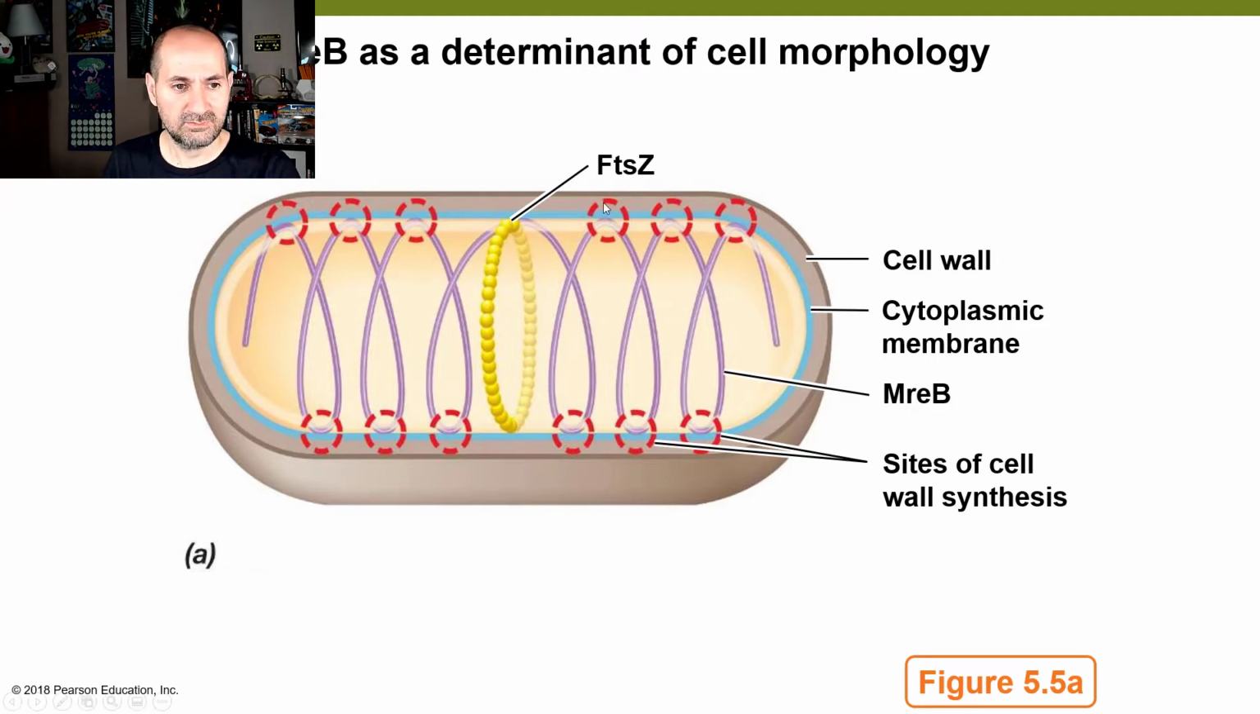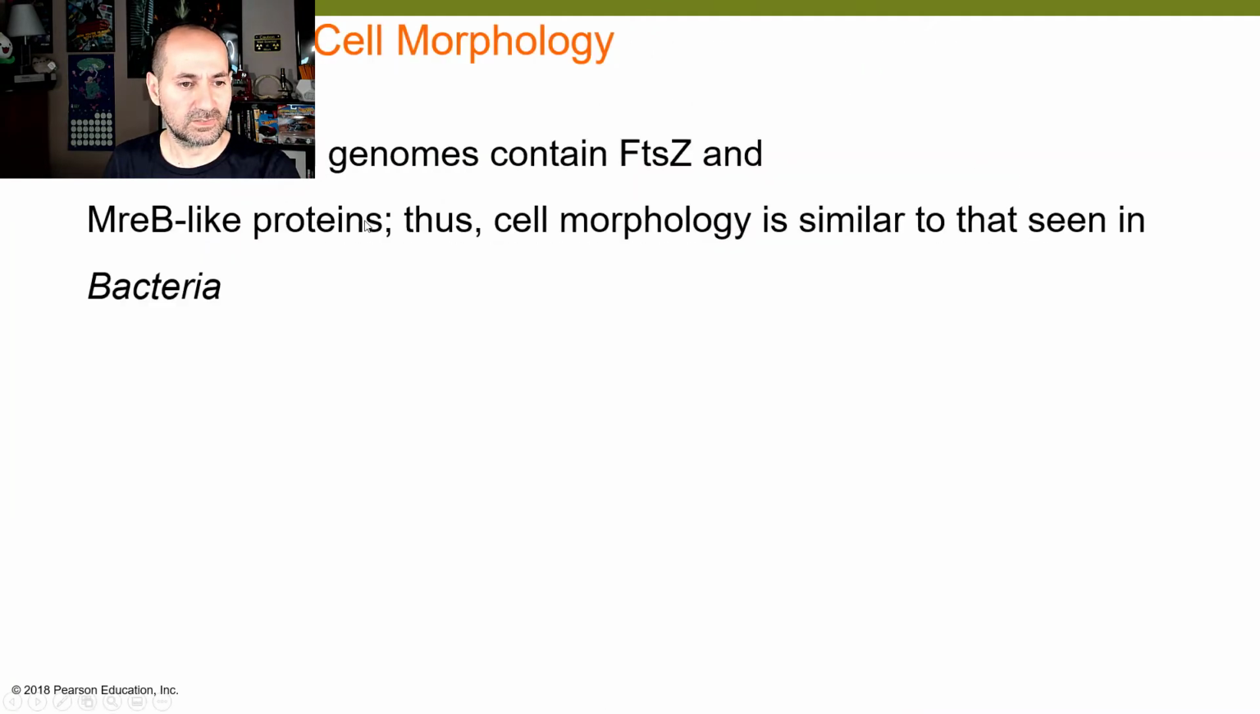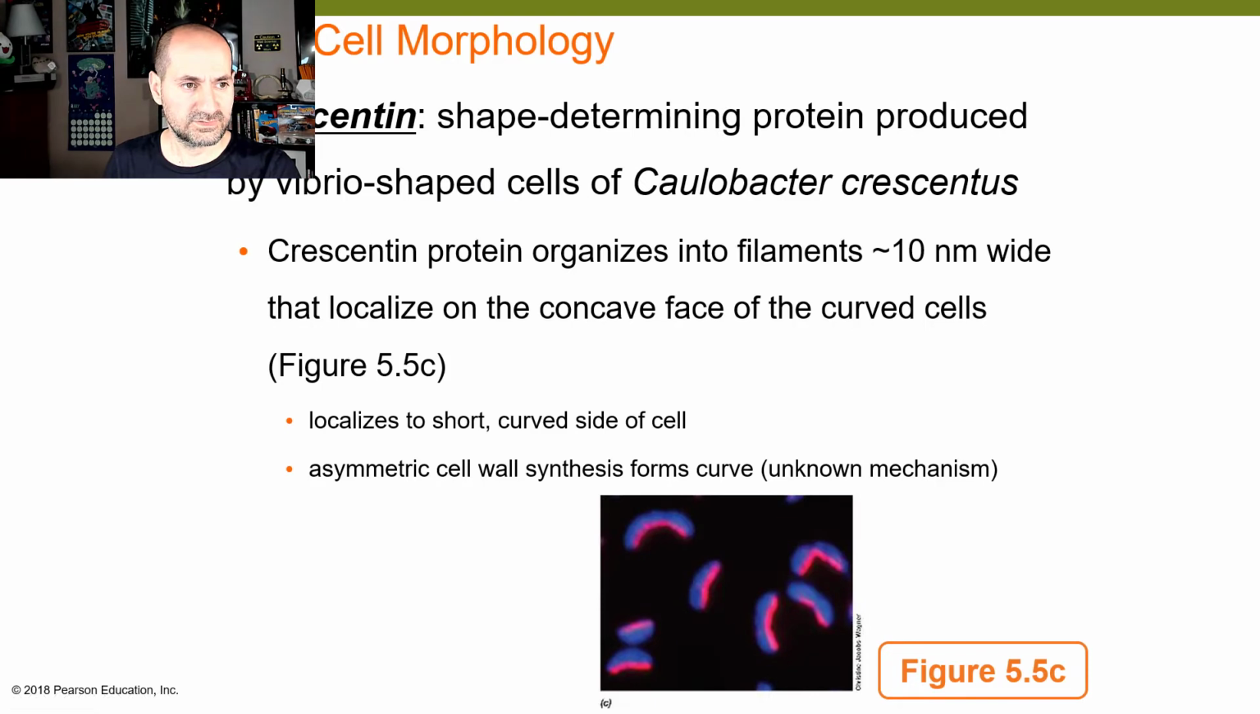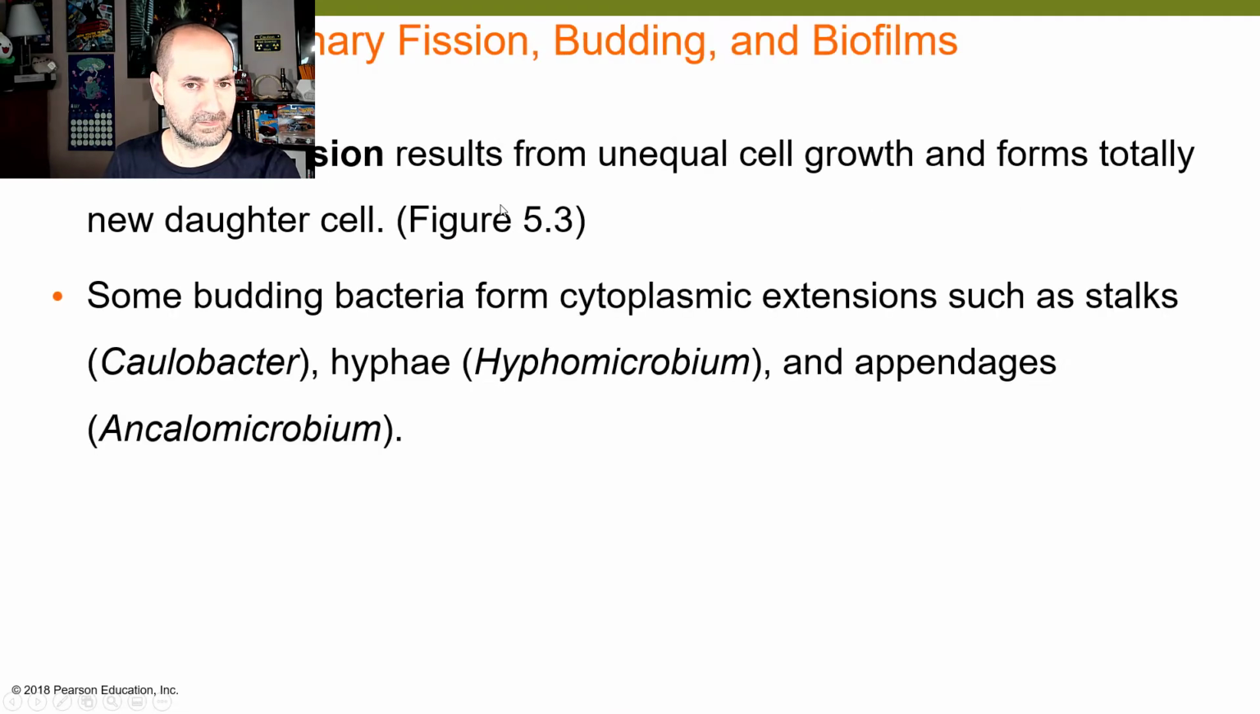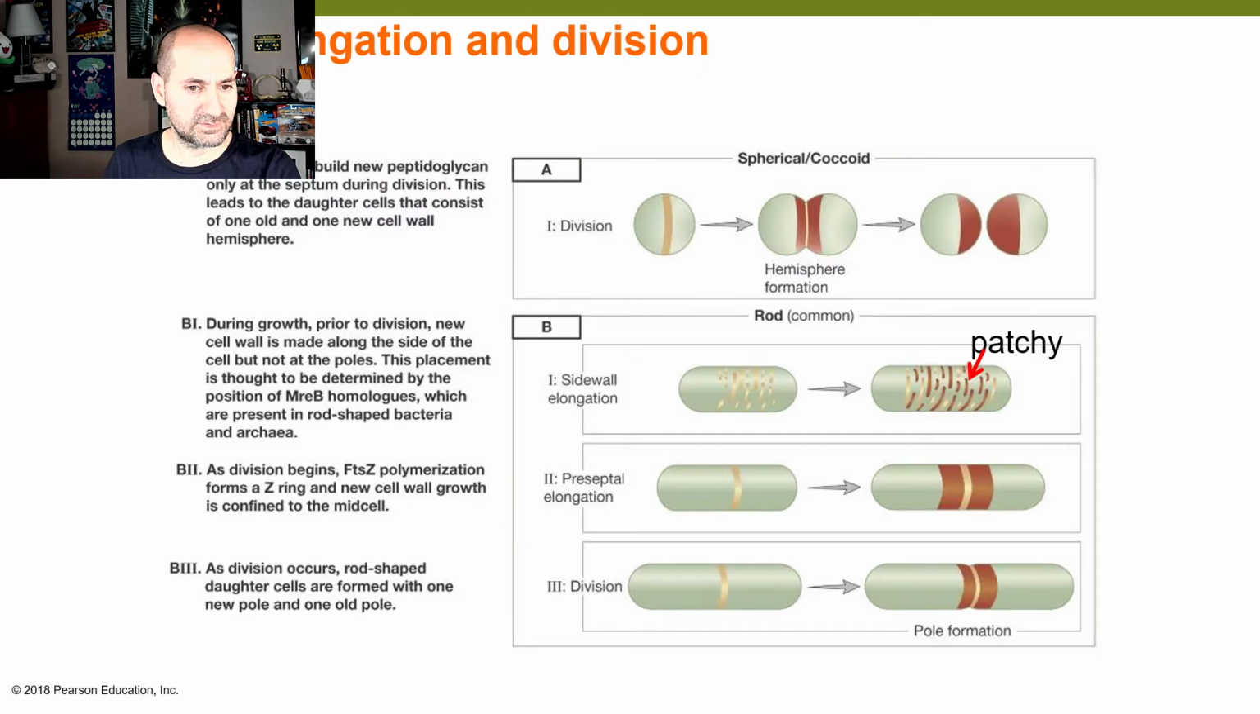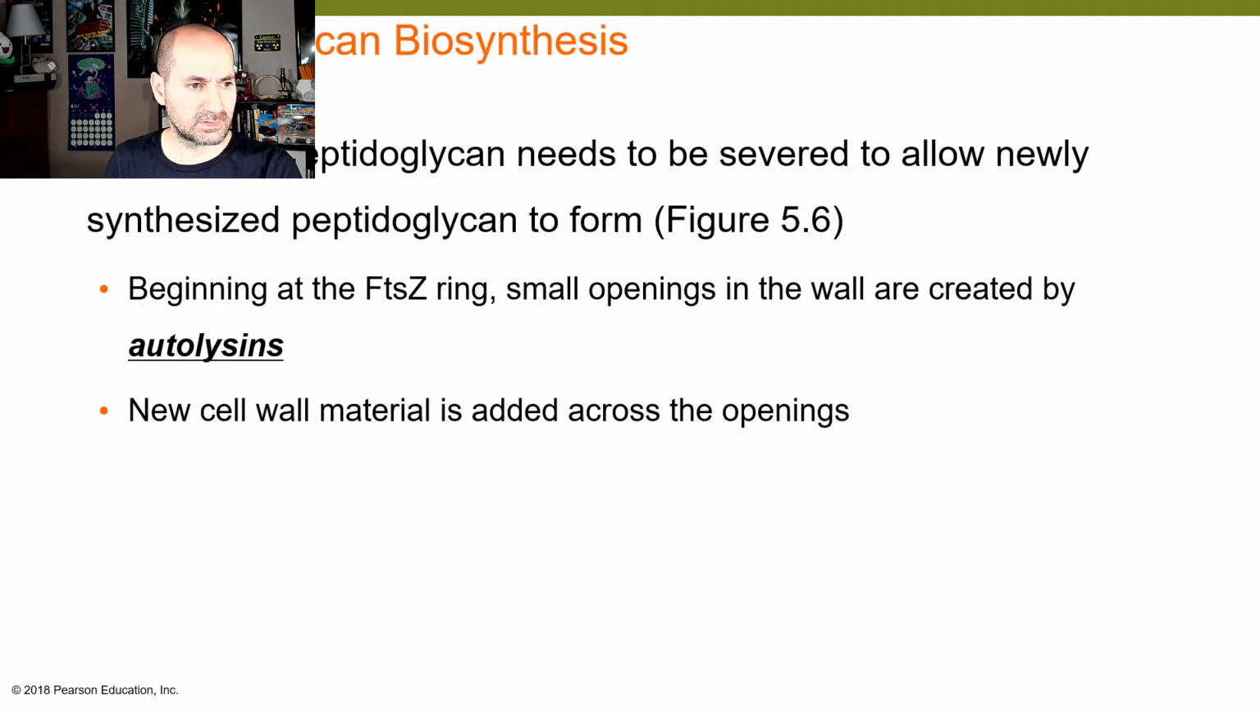Remember this was where the new peptidoglycan was formed, right at these dashed circles here. Crescentin, you should know that it's involved in the vibrio shape of bacteria. We talked about budding division. Please know what that means.